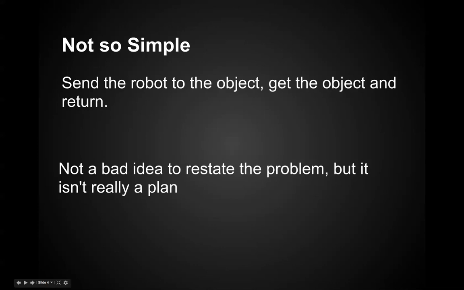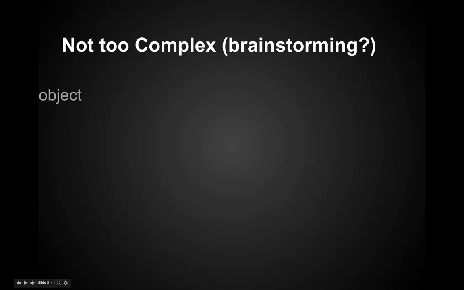For example, if we have read the task, then we know that the robot is supposed to go to an object, pick up the object, and come back. And if our plan says, send the robot to the object, get the object, and return, that just restates the problem. Not that it's a bad idea to restate the problem, but it's not really a plan that's going to get us through to code. We also want to be careful not to get too complex.